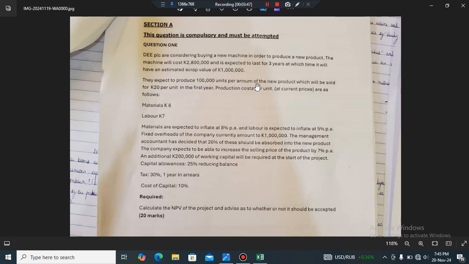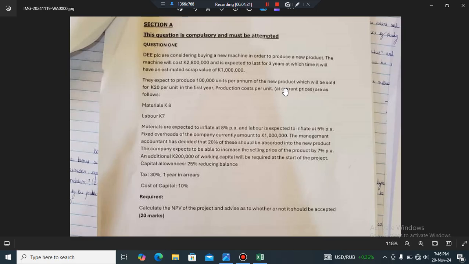They expect to produce 100,000 units per annum of the new product, which will be sold for 20 kwacha per unit in the first year. Production costs per unit at current prices are as follows. The reason they've put current prices is that these are the current prices: in year 0, materials cost 8 kwacha per unit, labor costs 7 kwacha per unit.